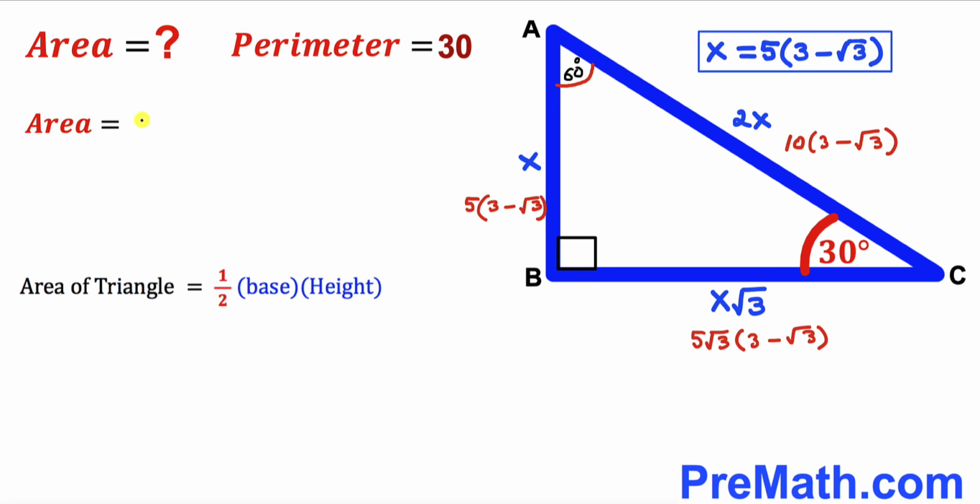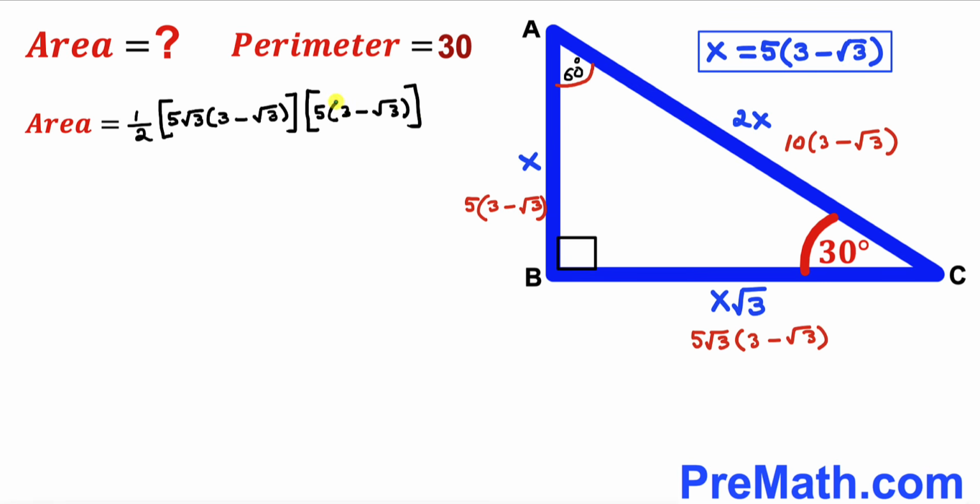So therefore, the area of this triangle is going to be a half times our base, 5 times the square root of 3 times (3 minus the square root of 3), and then times our height, 5 times (3 minus the square root of 3).